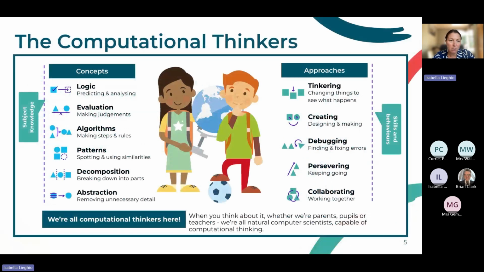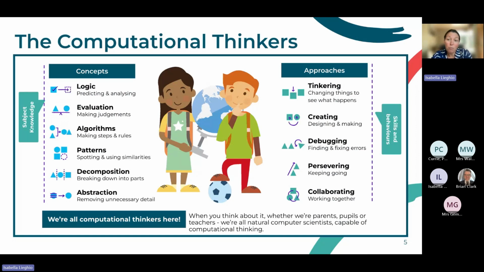All of our resources revolve around this computational thinkers poster, which can be downloaded from the site. We have a primary version and we have an early years version, which are both age appropriate. But what you'll see essentially is concepts on the left and approaches on the right. So the concepts are the kind of subject knowledge that we might hope a child would develop while they're with us. We mentioned abstraction already, and some of those you'll probably be familiar with, like algorithms and patterns. Some of them we look at all the time in other subjects anyway.